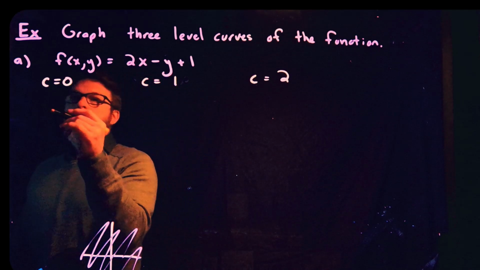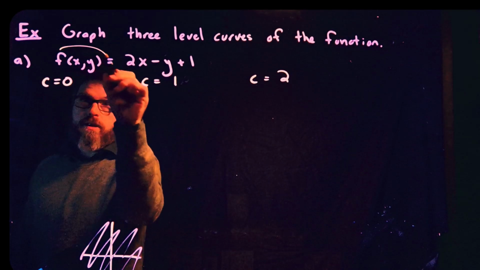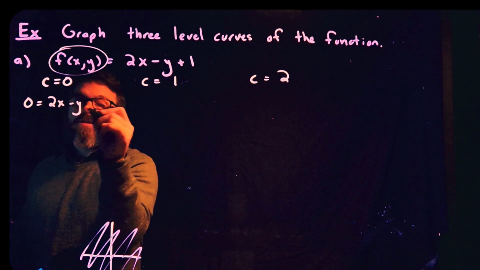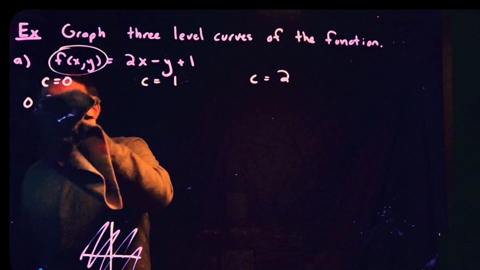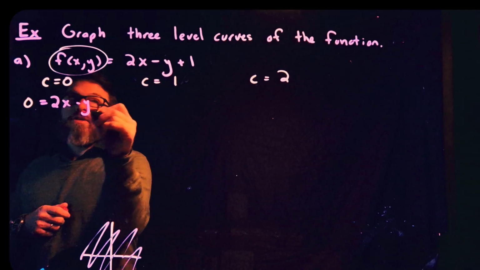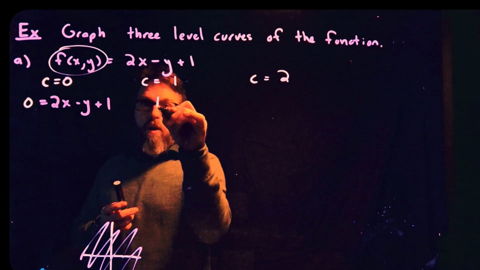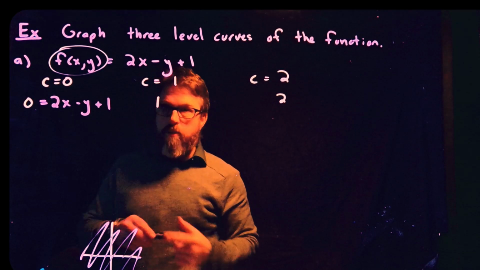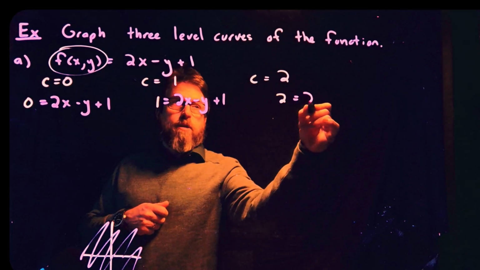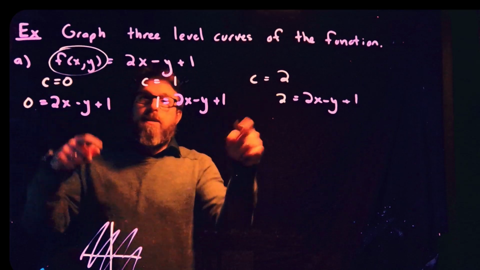Okay, so c equals 0. Remember, this is f of x comma y. This is z equals 0. We're setting this thing equal to a constant. So 0 equals 2x minus y plus 1. We're going to do the same thing for this one and this one: 1 equals 2x minus y plus 1, and 2 equals 2x minus y plus 1, just setting z equal to these three constants.